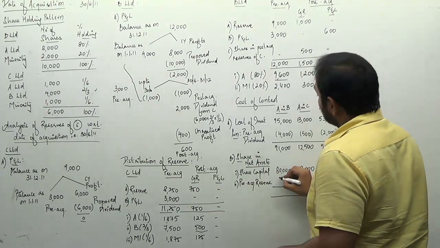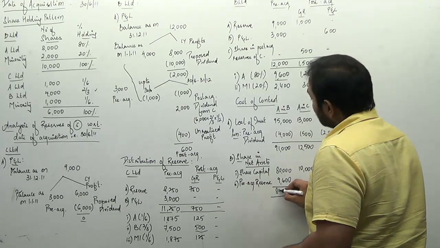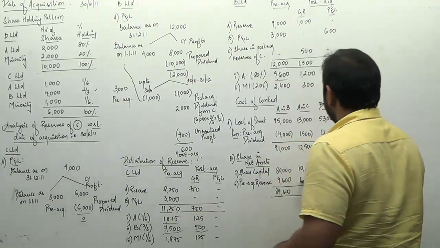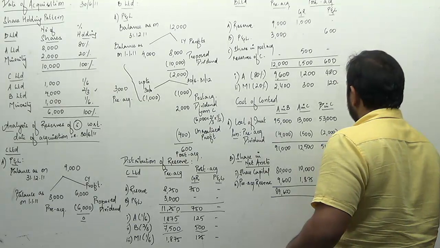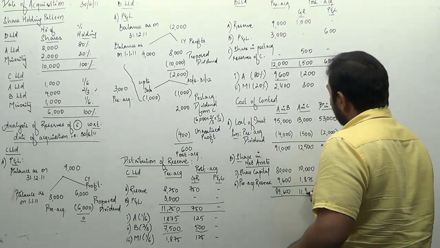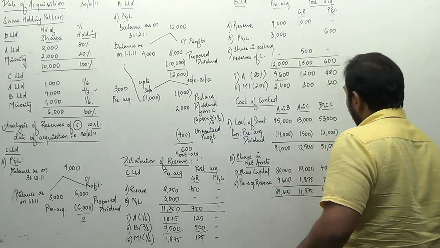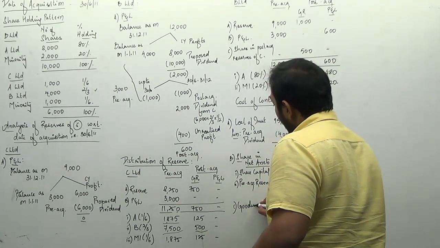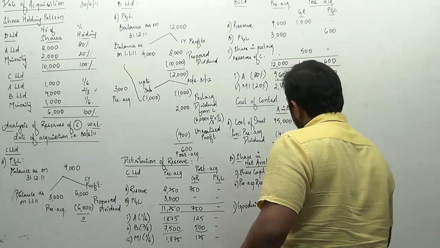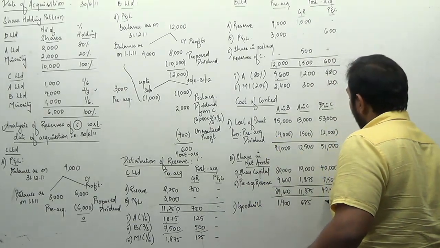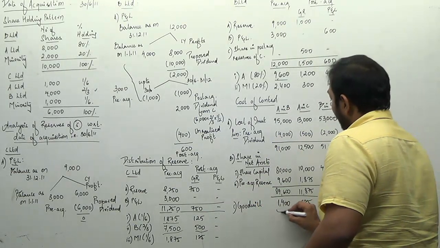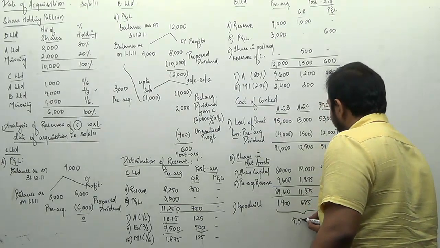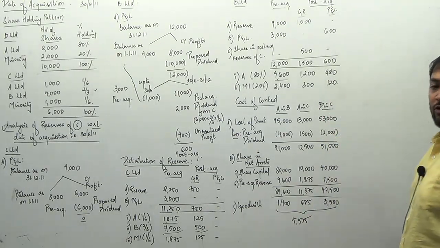Pre-acquisition reserves, A and B, 9,600. This is 89,600. A and C, 1,875. B and C, 7,500. This will be 11,875, 47,500. All the cases will result in goodwills. This is 1,400. This is 625. And this is 3,500. Combined basis, this is 5,525. That is a combined goodwill.